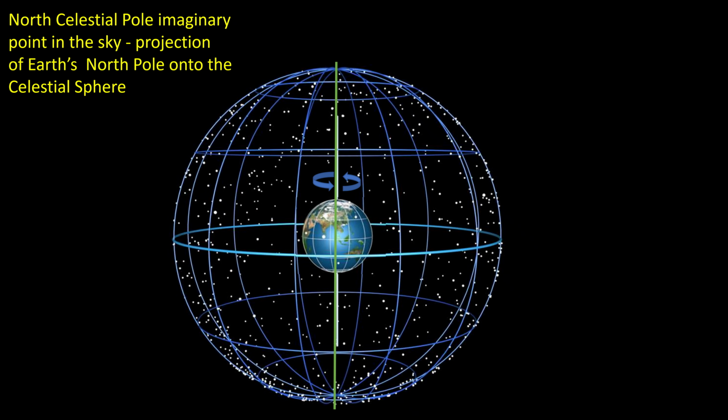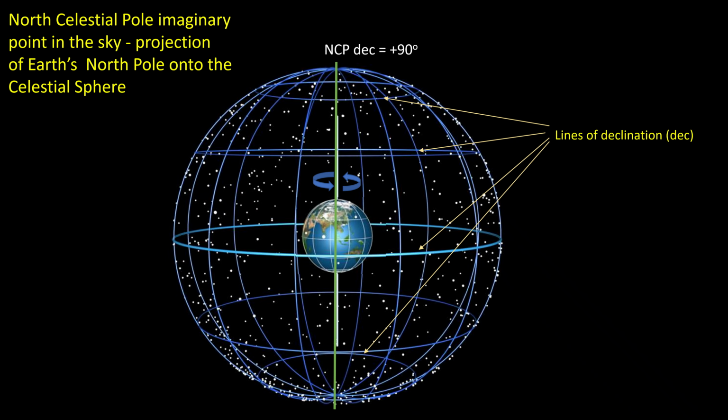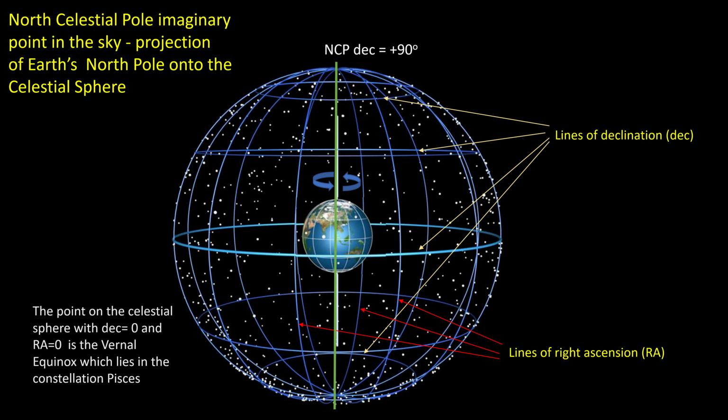The North Celestial Pole is an imaginary point in the sky. It's a projection of the Earth's North Pole onto the celestial sphere. Lines of declination are a little bit like lines of latitude on Earth, and lines of right ascension are a little bit like lines of longitude. The zero point, with declination 0 and right ascension 0, is the vernal equinox, which lies in the constellation Pisces. The North Celestial Pole has a declination of 90 degrees and the South Celestial Pole has a declination of -90.